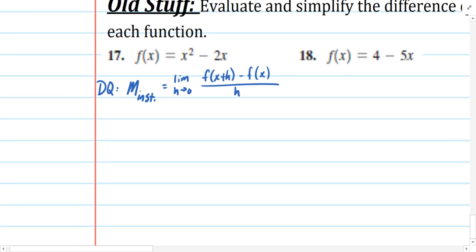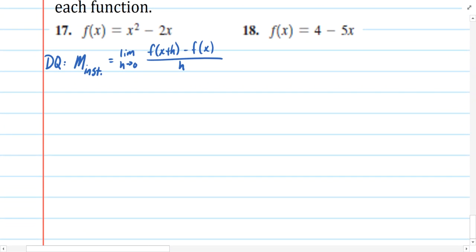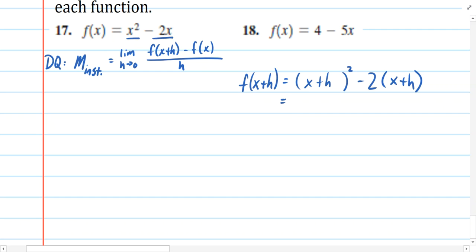That's the difference quotient. And we're going to try this work for question number 17. Now before I go too far, I do like to do this off to the side first. F of x plus h would look like this. Since the function is x squared minus 2x, then I need to know something squared minus 2 times something. The something, the input to the function, is no longer x by itself, but instead the combination of x plus h. So now I have x plus h squared minus 2 times x plus h.